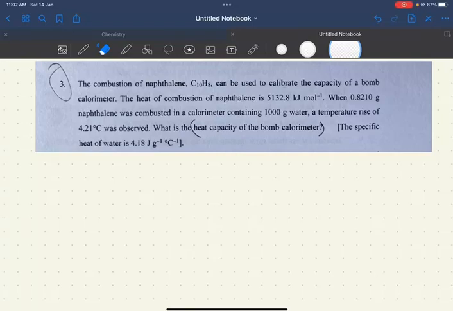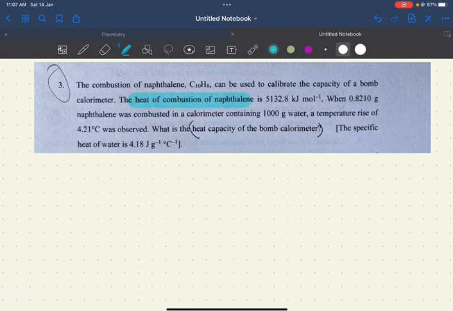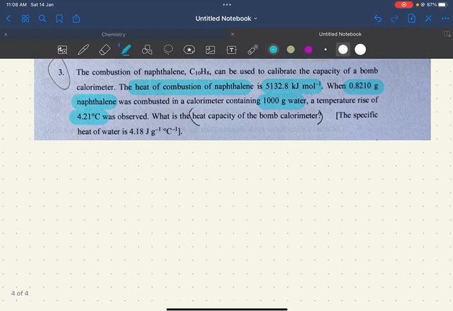The combustion of naphthalene can be used to calibrate the capacity of a bomb calorimeter. The heat of combustion of naphthalene is 5132.8 kJ per mole. When 0.210 gram of naphthalene was combusted in a calorimeter containing 1000 gram of water, a temperature rise of 4.21 degrees Celsius was observed. What is the heat capacity of the bomb calorimeter?